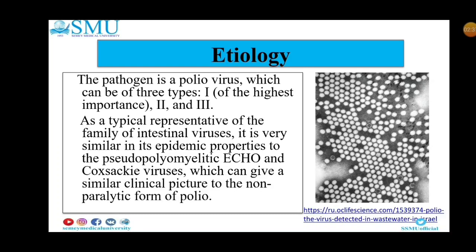The pathogen is a poliovirus, which can be of three types: 1, 2, and 3. As a typical representative of the family of intestinal viruses, it is very similar in its epidemic properties to the pseudopoliomyelitic ECHO and Coxsackie viruses, which can give a similar clinical picture to the non-paralytic form of polio.